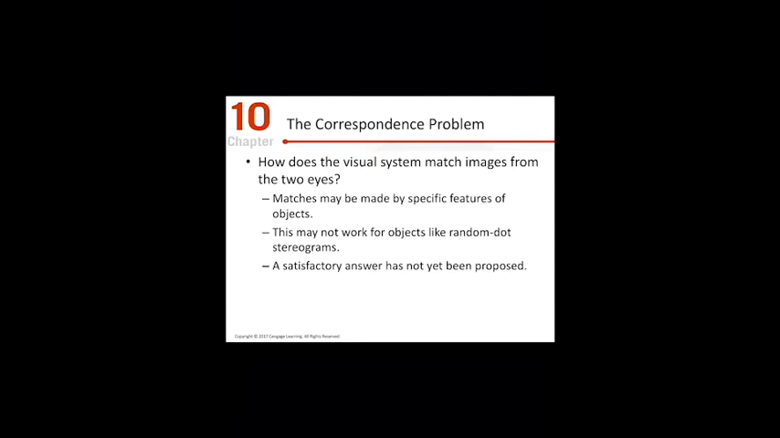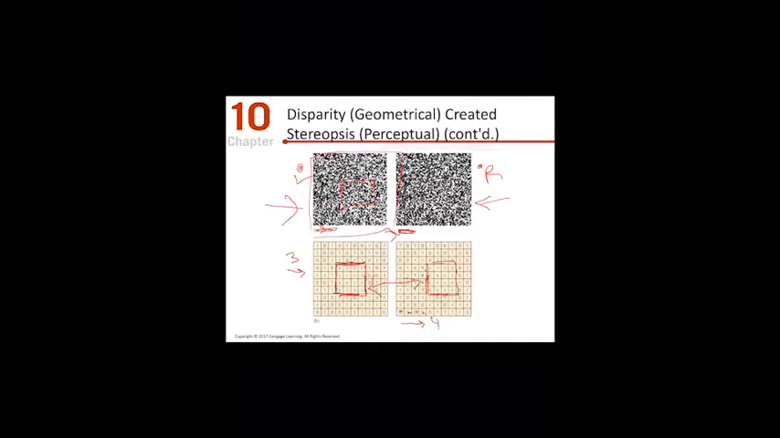Now, it could be that the matches are made by the visual system using specific features of different objects. So a match is made based on color or shape. If you look around in your environment, you can see very unique objects with different features: round versus square, gradient, textured versus not, shadows versus no shadows, and different colors. How is it that we're able to match that up? Is it based on these particular features? Maybe, but it doesn't always work for all objects. For example, the random dot stereogram.